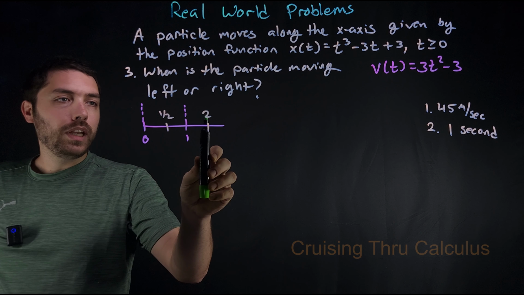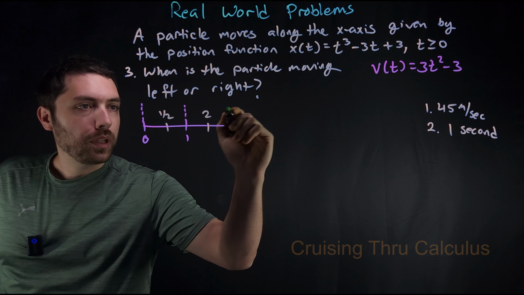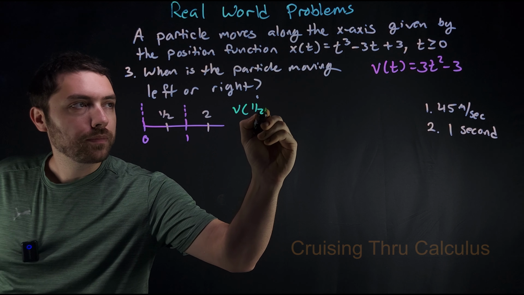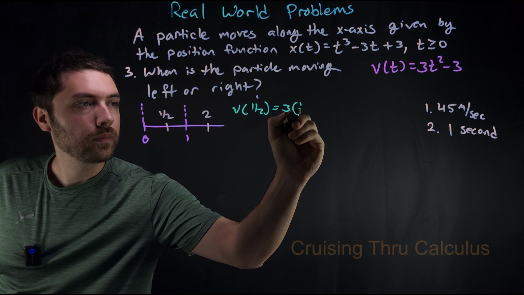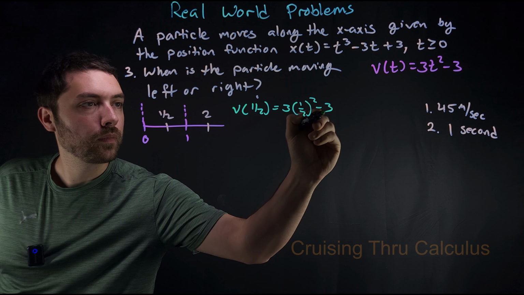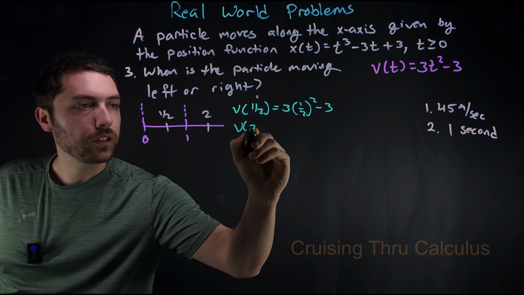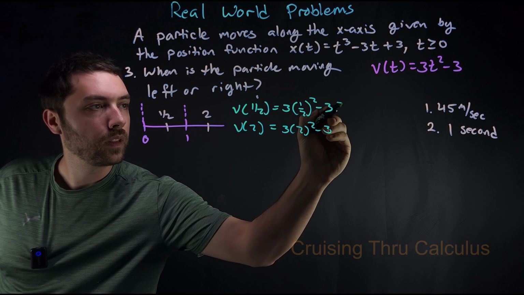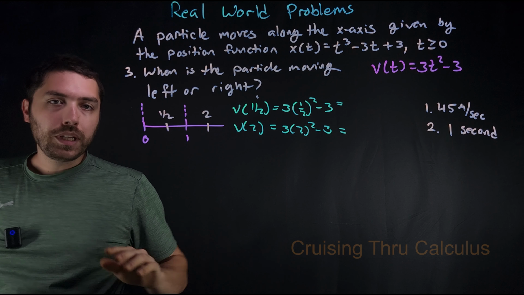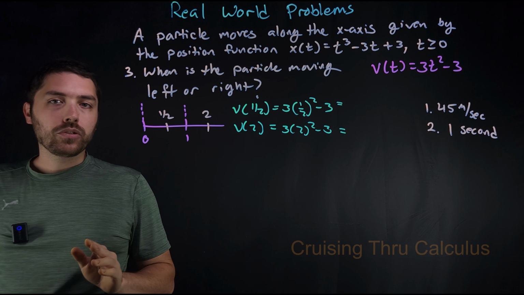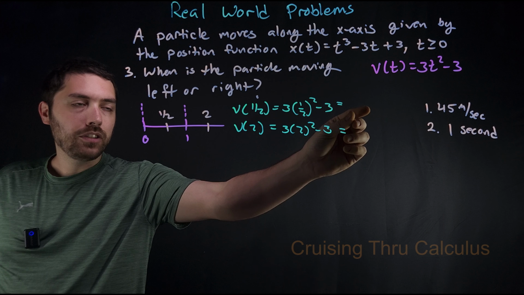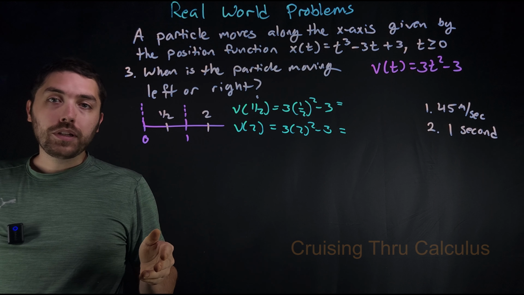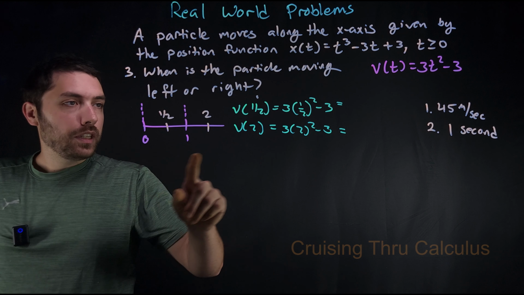Okay, so here are my two test numbers. Let's take 1/2 and plug it into our velocity function. Then we'll take 2 and plug it into our velocity function. Now, we only care if we get positive or negative answers, so you don't have to get the exact answer over here, although if you do have a calculator, feel free to do that. But let's take a look here.